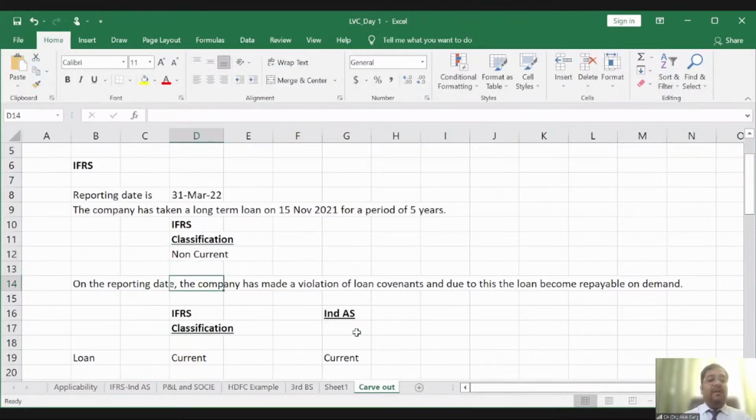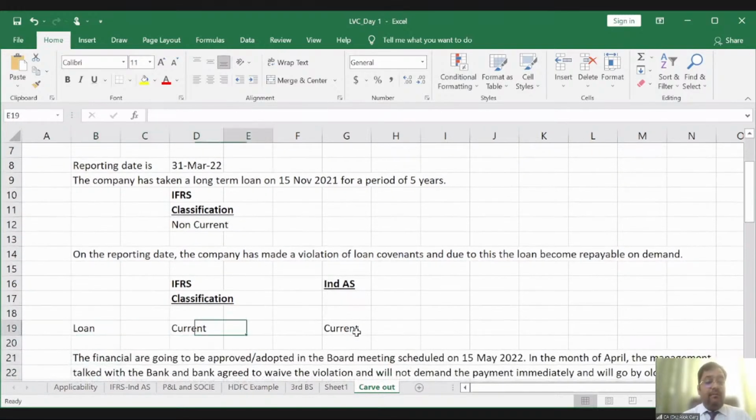But on the reporting date, the company has made a violation of loan covenants, loan conditions. And due to this, the loan becomes repayable on demand, right? In IFRS, the classification will change to current. In Ind AS, on the reporting date, the classification will also change to current. Okay, there is no problem. So in the first instance, in Ind AS the classification will be non-current, in IFRS the classification will be non-current. When the default happened, the classification has been changed to current.